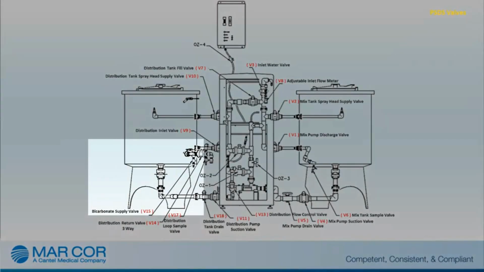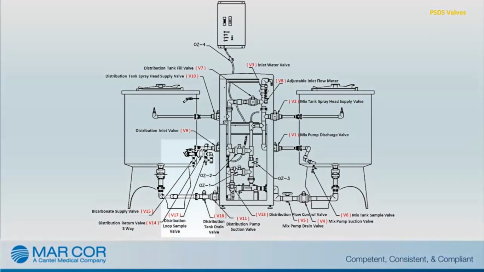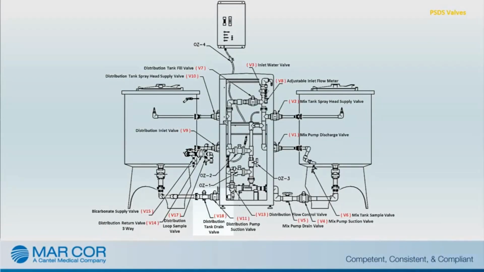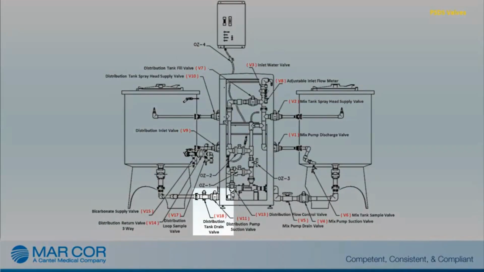When opened, V15, the bicarbonate supply valve, acts as a filling port for filling individual bicarb containers. When opened, V17, the distribution loop sample valve, acts as a sample port for the distribution tank. When opened, V18, the distribution tank drain valve, allows for draining of the distribution tank.